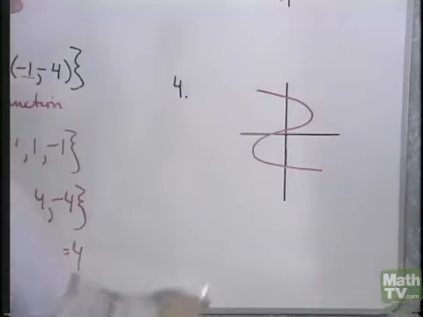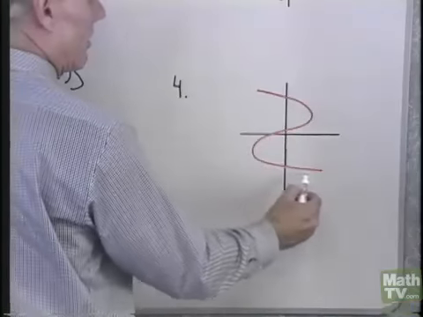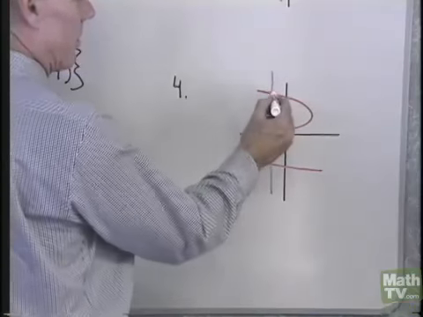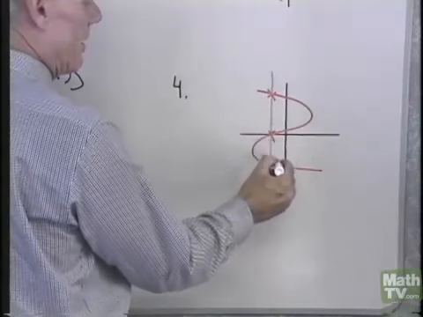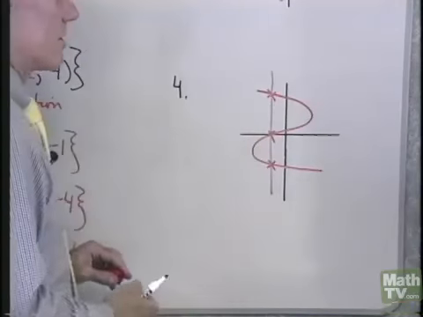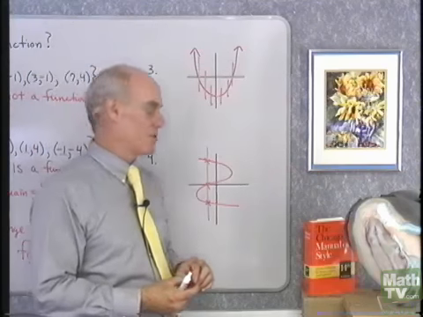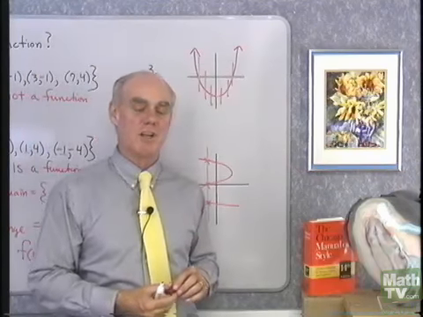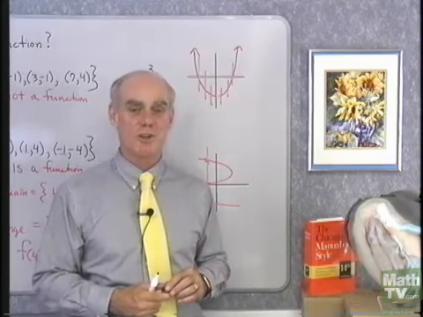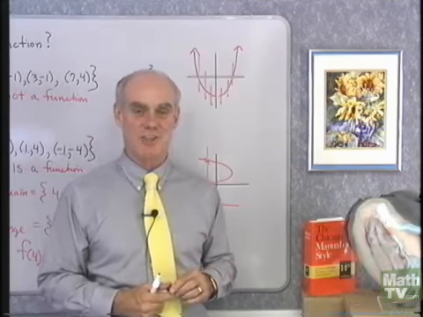Problem number 4, you can see I have this curve right here, and obviously this is not going to be a function because there's a vertical line that crosses there, there, and there. That would give me 3 different points with the same first coordinates. So I wouldn't have a set of ordered pairs in which no two different ordered pairs have the same first coordinate. Anyways, there's a quick look at some of the ideas associated with functions.